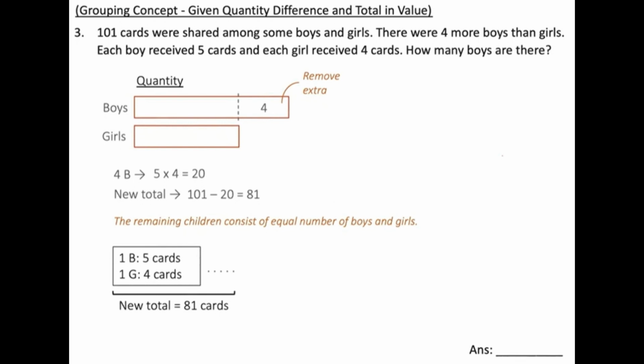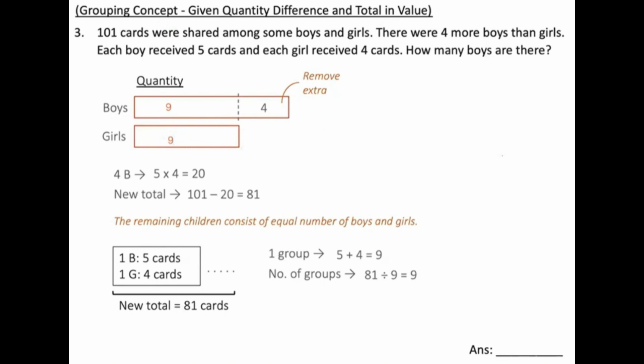Okay? Any question? So there are 81 cards altogether remaining. And we know that in one group there are 5 plus 4, 9 cards. If I use 81 divided by 9, I get 9. What does 9 represent? The 9 represents the number of groups, which also means there are 9 boys here and 9 girls here, because there must be 9 pairs of boys and girls.